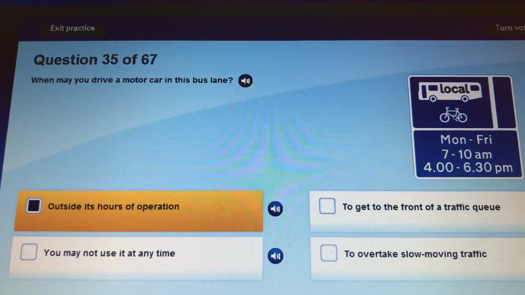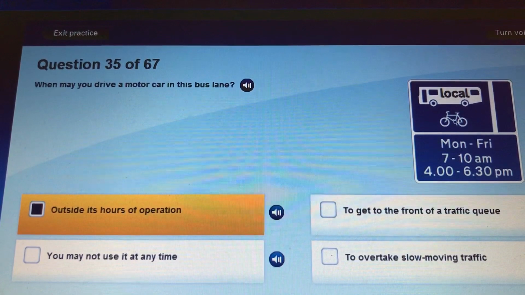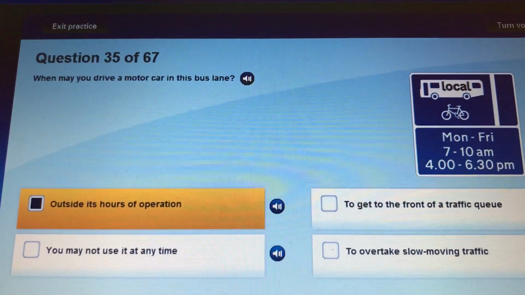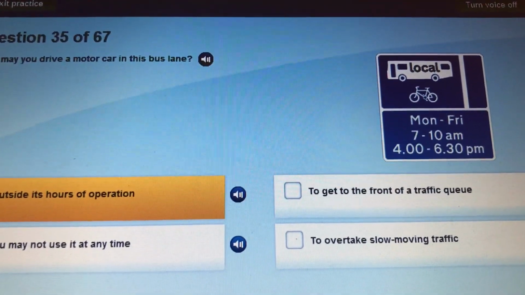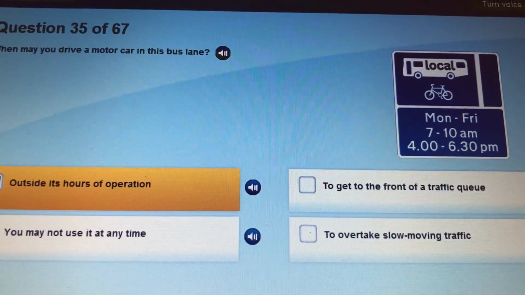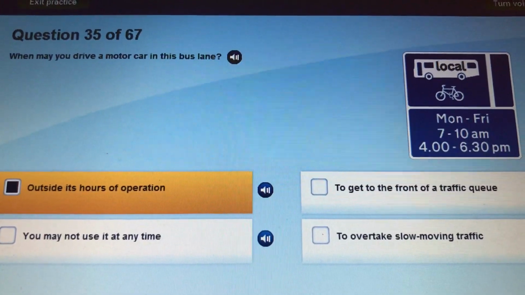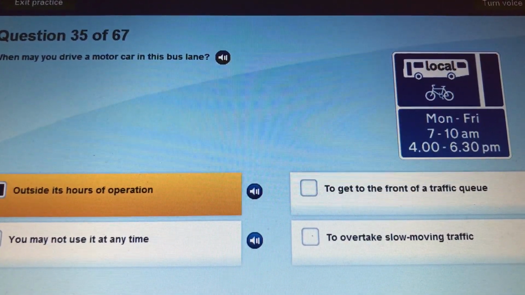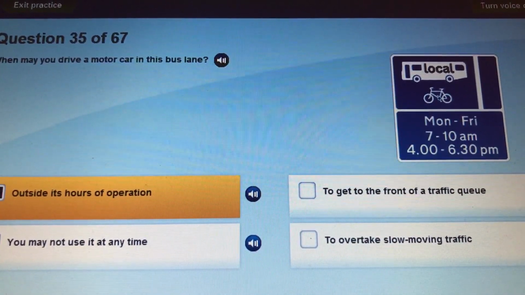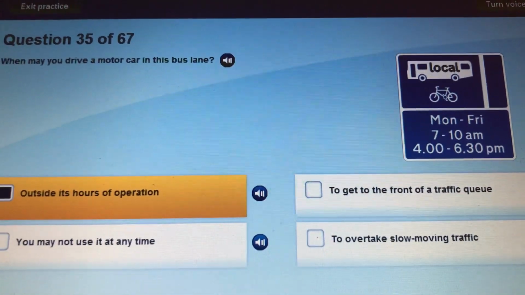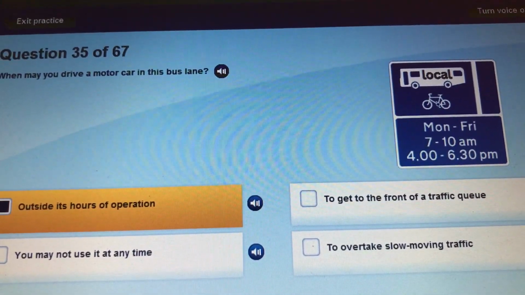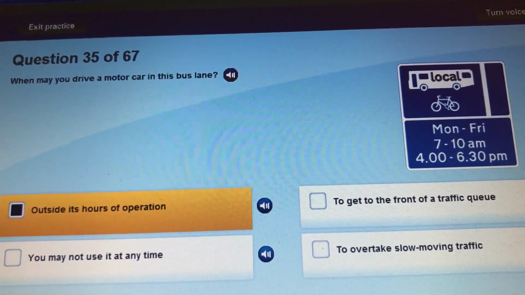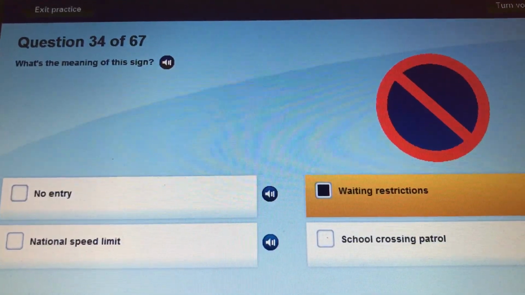What can you see in the picture? Bus and cycle lane, and it is marked by a solid white line. The bus and cycle lane is in operation Monday to Friday at the given time. It means you can use the bus and cycle lane Saturday and Sunday 24 hours, and Monday to Friday outside of those timings. When may you drive in this bus and cycle lane? Outside its hours of operation.